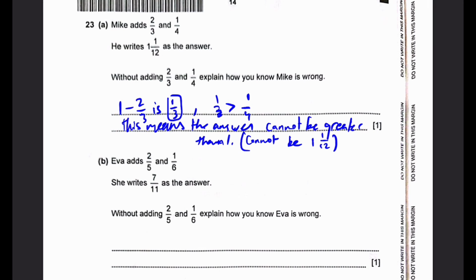That's our answer. B. Eva adds 2 by 5 and 1 by 6. She writes 7 by 11 as the answer. Without adding 2 by 5 and 1 by 6, explain how you know Eva is wrong.